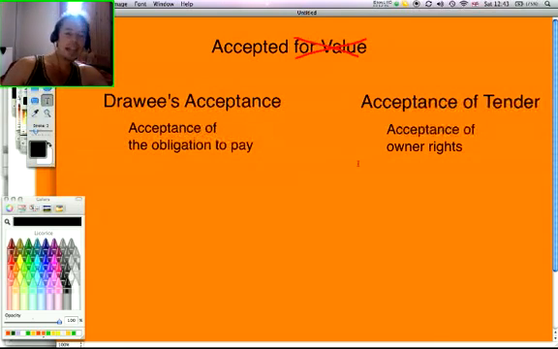When somebody presents the drawee with a bill, they're not giving them the instrument, right? They're presenting it for the drawee to accept the obligation to pay, right? It's two opposite things, right?